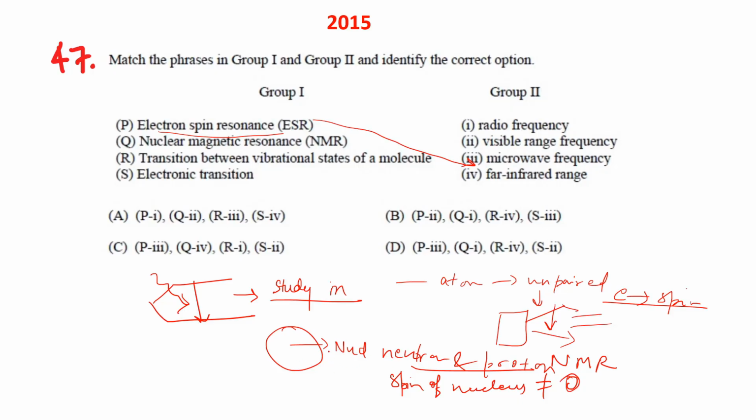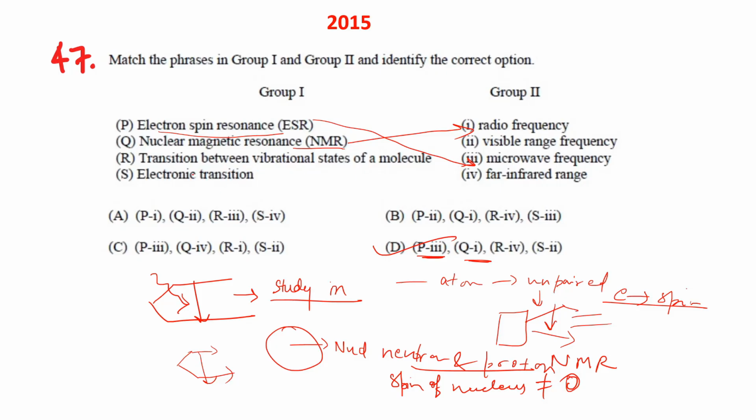In the same way, when you subject this nucleus to a magnetic field and irradiate it with some radiation, the nuclear levels will split in the presence of the magnetic field. For nuclear magnetic resonance, we use radio frequency. So we know that for P we get microwave frequency, and for Q, nuclear magnetic resonance, it is radio frequency. So we know the answer is D, but still we will solve the other two options given to us, R and S.